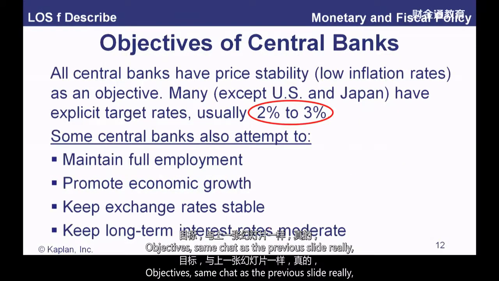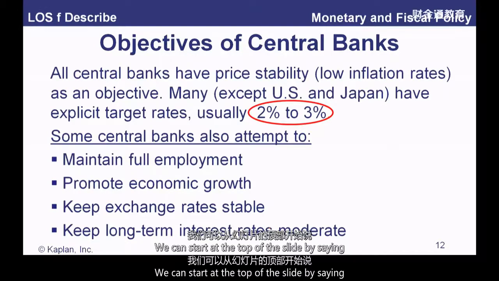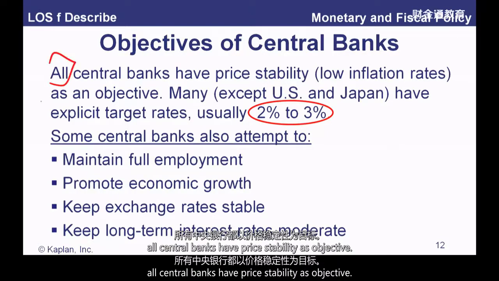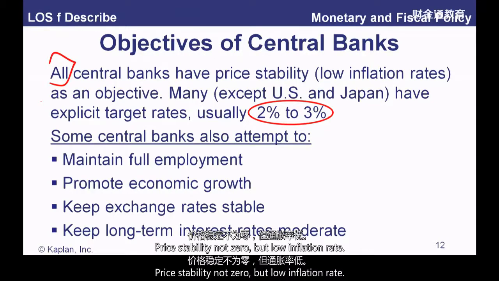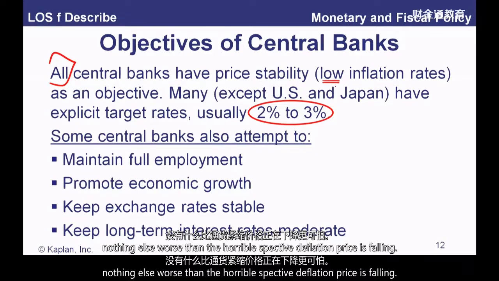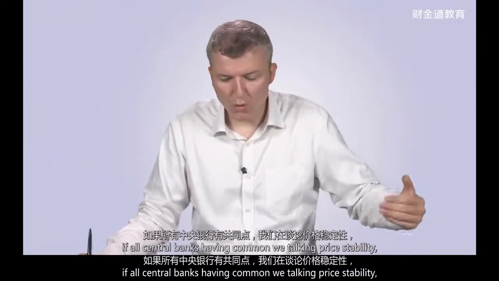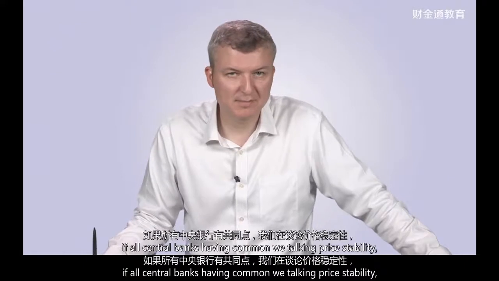Objectives, same chat as the previous slide really. These may be objectives, may not. But we can start at the top of the slide by saying all central banks have price stability as an objective. Price stability, not zero, but low inflation rates. It's generally seen as healthy to have 2 to 3% inflation in the economy, if nothing else to ward off the horrible spectre of deflation, prices falling. So if you're asked by the examiner what all central banks have in common, we're talking price stability.